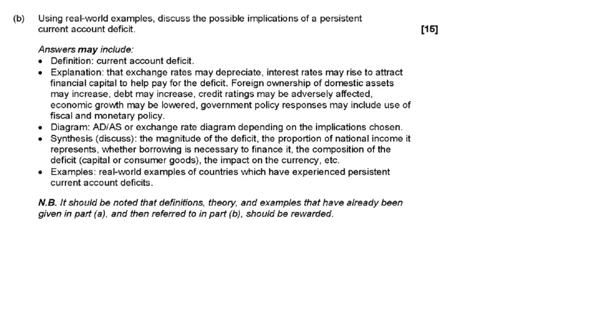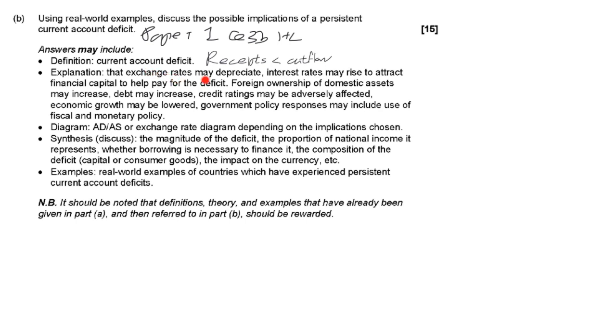Here we go. This is the last question in Paper 1's high level. In question 3b, high level, we have to talk about the possible implications of the persistent current account deficit. First of all, we have to define the meaning of current account deficit. Of course, that means the receipts from the current account are less than the outflow. So the inflow is less than the outflow. We call it a current account deficit.